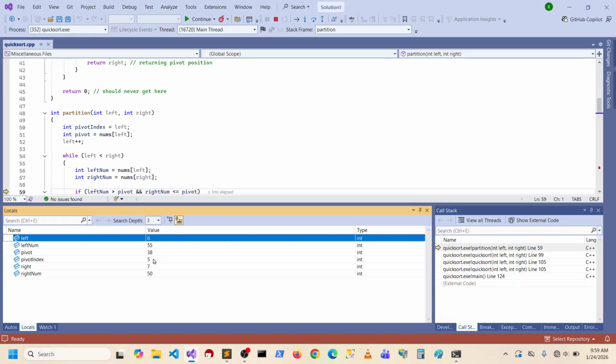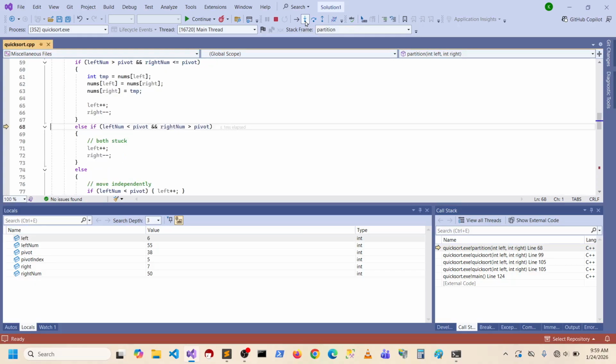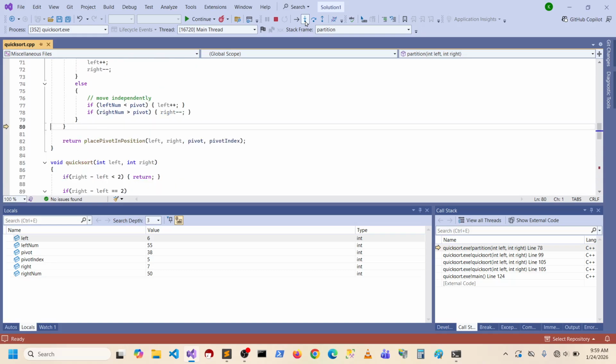35, 38. Neither one needs to be swapped, but they do actually need to exchange positions. Well, actually left does. Left needs to be swapped. So right will advance now. Now right is 6, which now they're equal to 38.